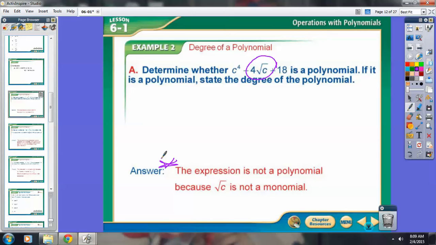Do you guys have some notes you can get out? What we need to look for is if we have a variable underneath a square root, if we have the variable in the denominator of a fraction, or if our variable has a negative exponent. If any of those things occur, then it's probably not going to be a polynomial. Okay? If any of these things occur, then it's probably not going to be a monomial, which means that it's not a polynomial.